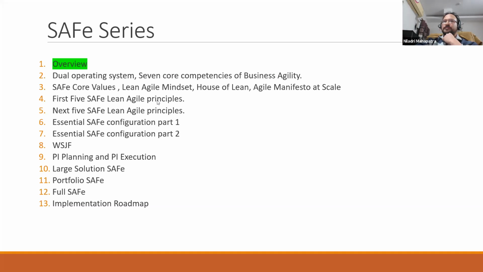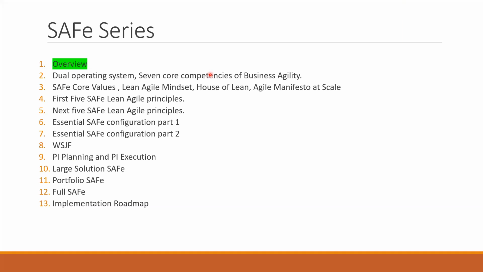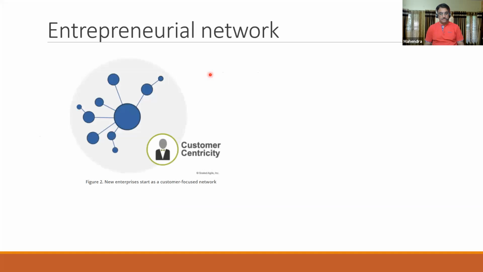Yes. So this is what we covered, the overview, which I have highlighted in green. And this is what we intend to cover in this series. We are on point number 2. Technically speaking, we're calling it the second session or episode 1. So we'll talk about the dual operating system and the 7 core competencies of business agility. That would be the focus of today's discussion.